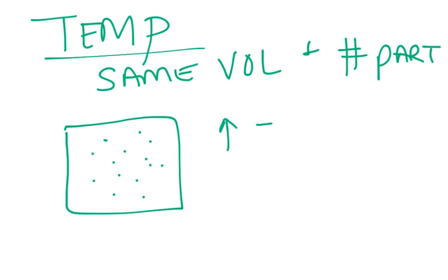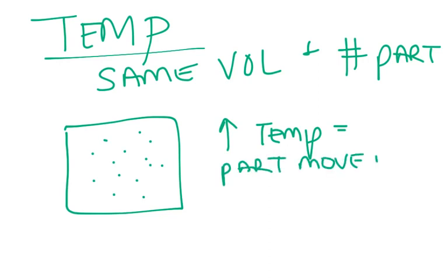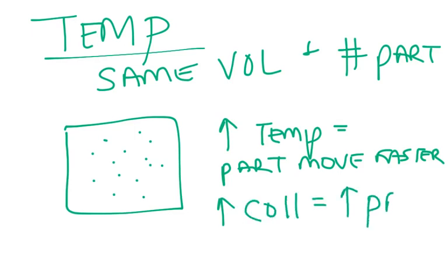Okay, if I increase the temperature, what I'm essentially doing is adding more kinetic energy. I am making the particles move faster. And if the particles move faster, if I tell you you no longer can walk around the room, now you have to run around the room, what's going to happen is obviously you are going to have more collisions and you're going to have more pressure.